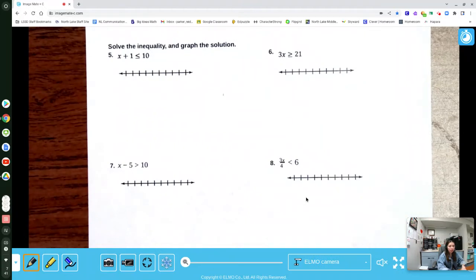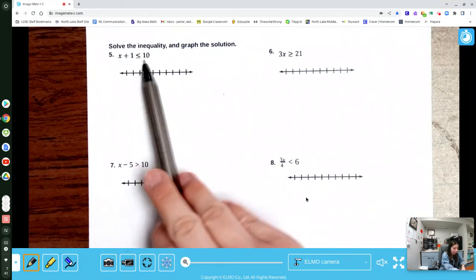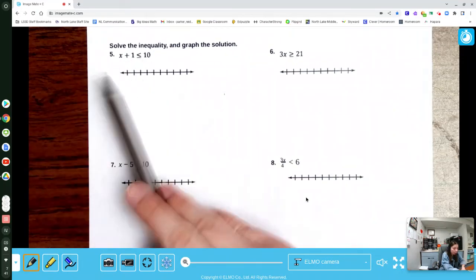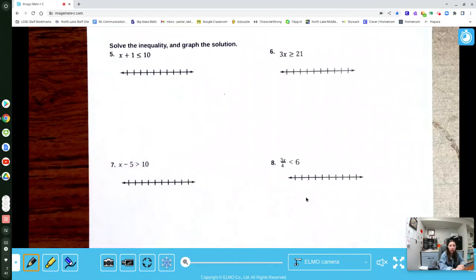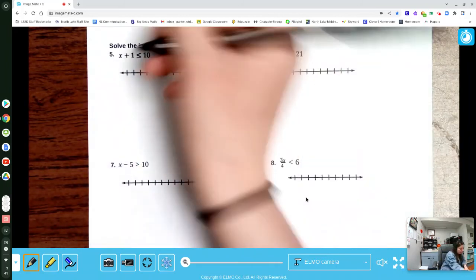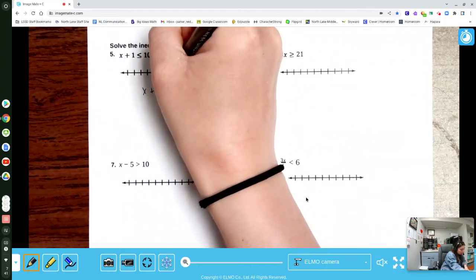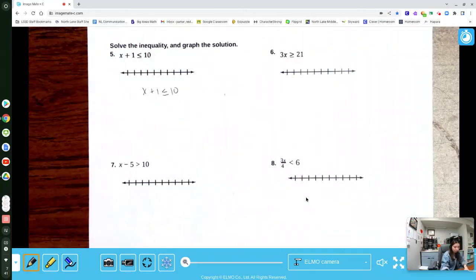Questions 5 through 8, we're going to be solving each inequality and then graphing the solution. Graphing the solution. So we're not graphing this thing right here. That would actually be very difficult to graph because it's not just a variable here. We are only graphing once we have the actual solution. So number 5, x plus 1 is less than or equal to 10.